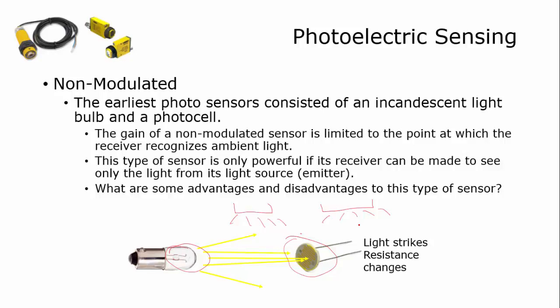So it only worked well if you could shield the receiver. Notice the word I just used there. This is the receiver. So the photocell is the receiver because it's receiving light. So it only worked if that receiver can see the light from what's called the emitter. And the light source out here is called the emitter. Together, these were called an emitter-receiver pair.